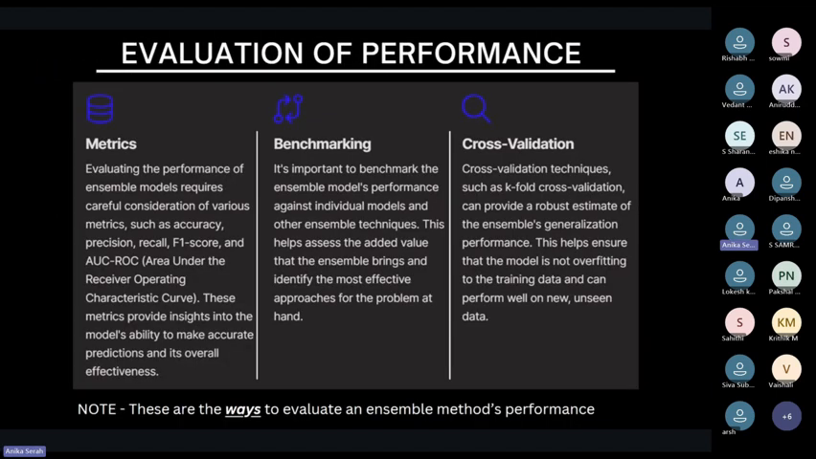And yeah, so those are all the methods that we use for boosting. And finally, for evaluation of performance of these ensemble methods, you can use different things. So the first thing is metrics, which we use for any model, like precision, recall, F1 score, area under the receiver operating characteristic curve. These scores tell you how good a model is at generalization.